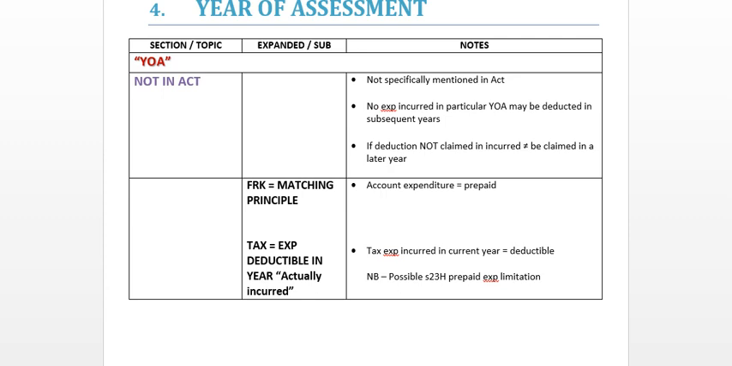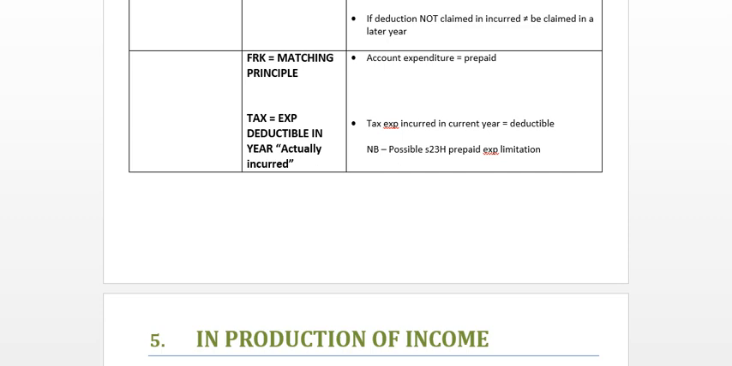It's not specifically mentioned in an act, so no expenditure incurred in a particular year of assessment may be deducted in subsequent years. Whatever happened during this current year of assessment should be deducted during this current year of assessment. If the deduction is not claimed and incurred, it cannot be claimed in a later year. So with the matching principle, if the expenditure is prepaid, the expenditure is deductible in the year actually incurred. So expenditure incurred in the current year is deductible.